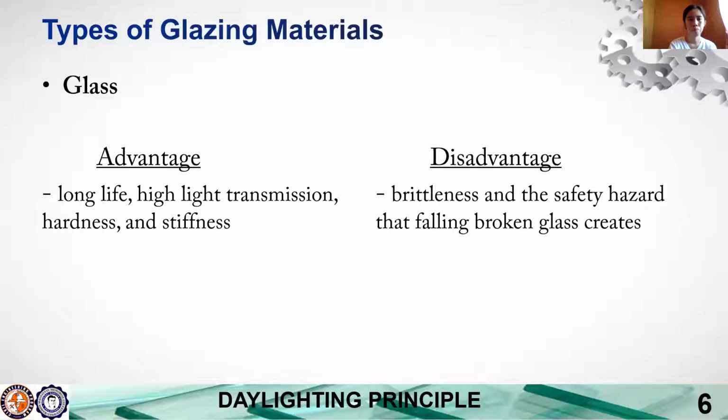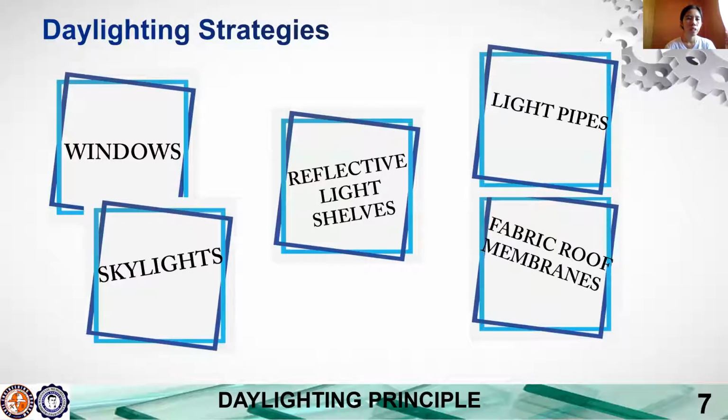So next one is daylighting strategies. A basic daylighting strategy is to increase the number and size of glazed areas in the walls or ceilings of a building, but simply using large glazed openings does not ensure good daylighting. The following are the common daylighting strategies, which are windows, skylights, light pipes, fabric roof membranes, and reflected light shelves.